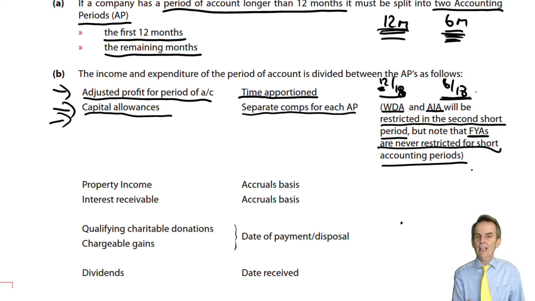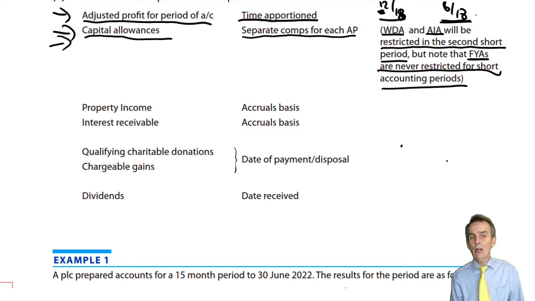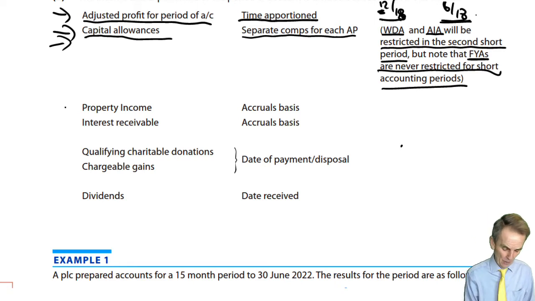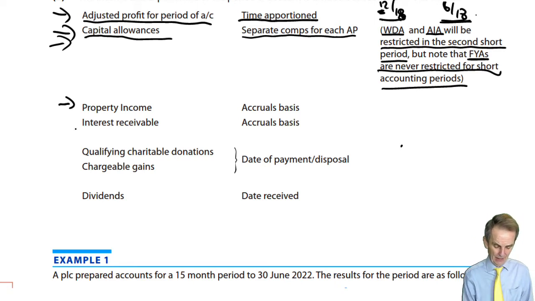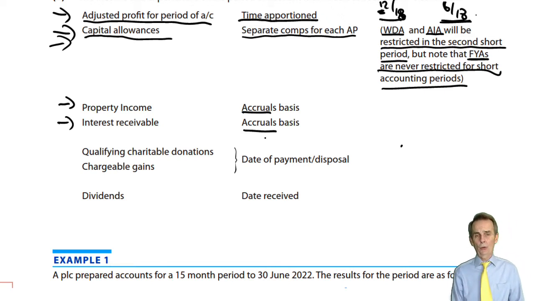You'd have your tax adjusted trading profit for each of the two separate accounting periods. But of course there may be other forms of income that then need to also be included as part of your TTP, your taxable total profit. We might have property income. We might have interest income. And both property income and interest income here we include, as we've always done, on an accruals basis.